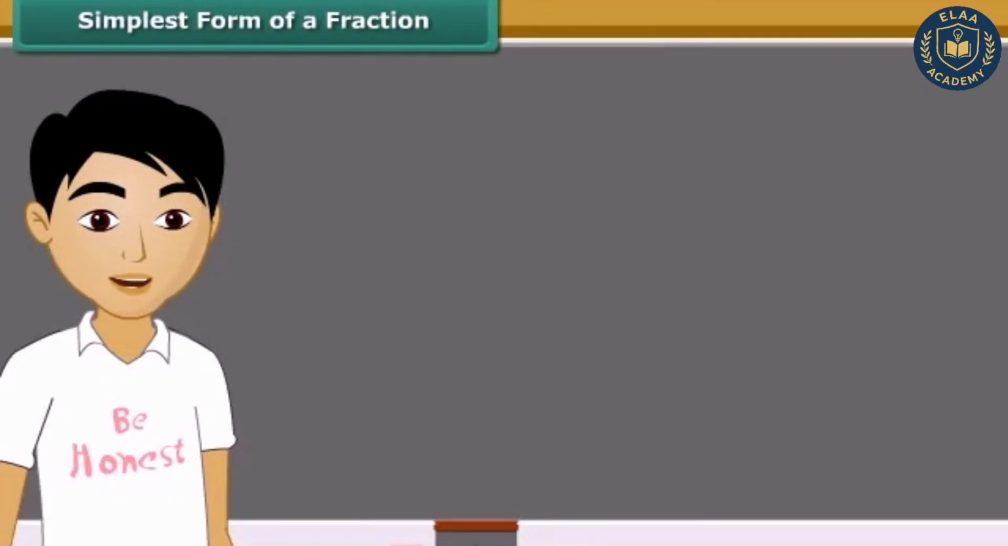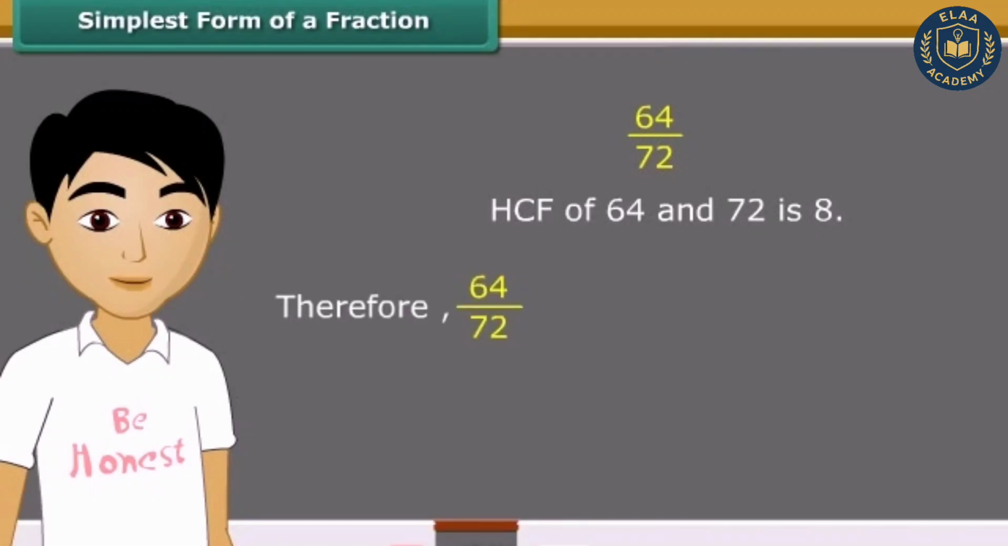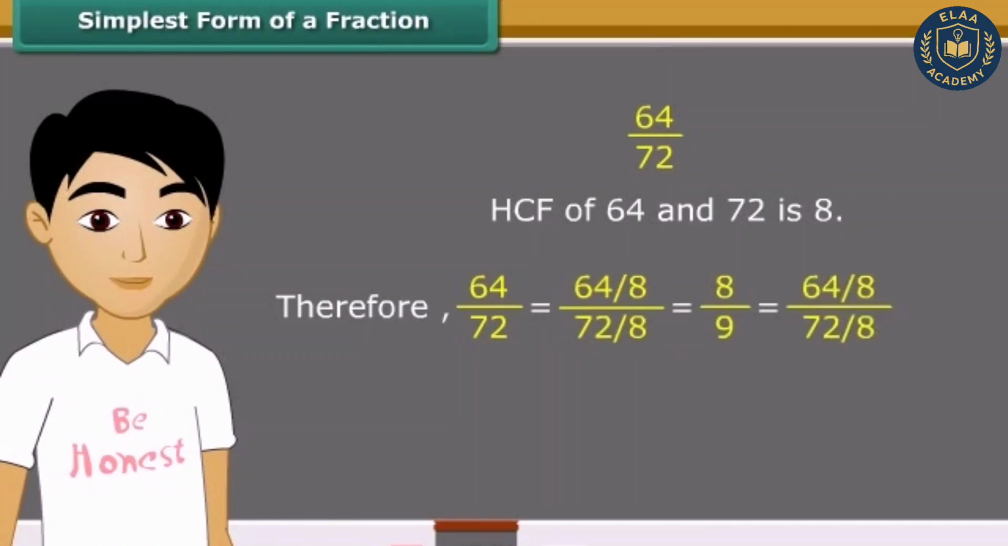Students, the second method to find the equivalent fraction in the simplest form is to find the HCF of the numerator and denominator and then divide both of them by the HCF. Consider fraction 64 upon 72. The HCF of 64 and 72 is 8. We get the new fraction 8 upon 9 on dividing the numerator and denominator both by HCF.